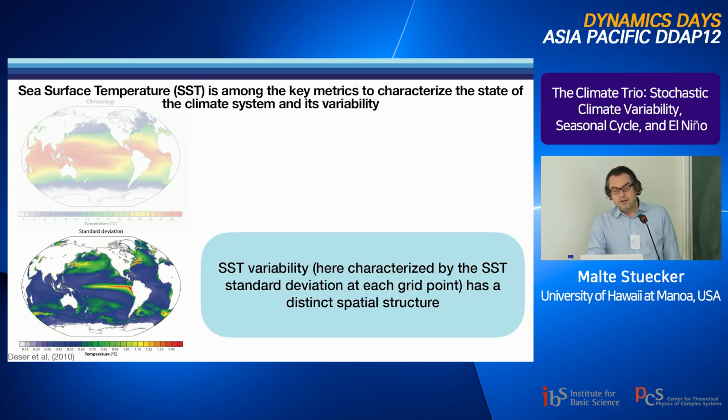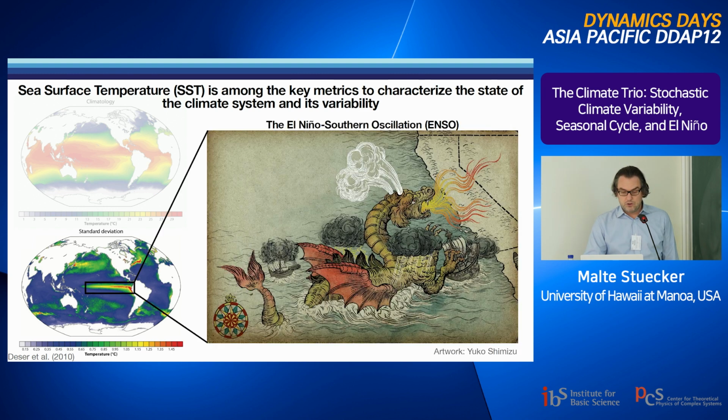Now, if you look at the variability, characterized here just by the standard deviation of the SSTs at each grid point, we see this very rich spatial structure and these very interesting patterns, and some of those might of course be familiar to you. Just highlighting here the tropical Pacific, home of the El Niño southern oscillation, with an illustration of the impacts that it has on weather systems across the world.